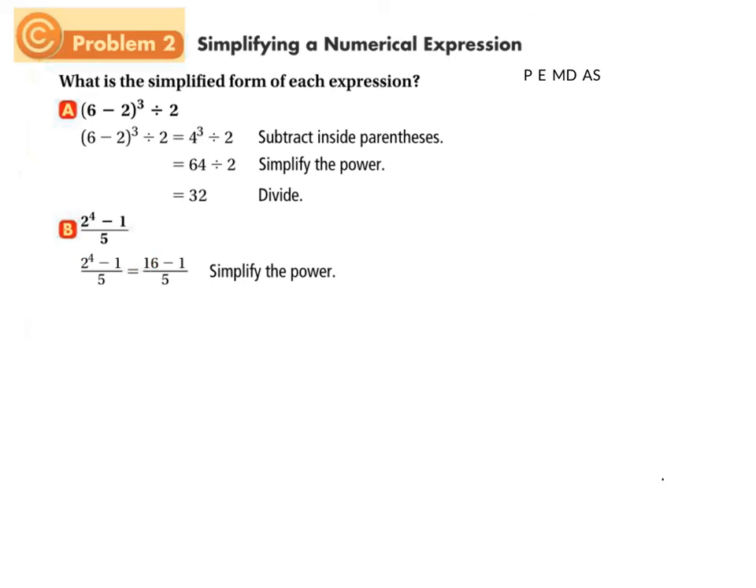And what do you do next? Well, we need to finish the grouping symbol, do the top and do the bottom first. So 16 minus 1 is 15, and we get 15 over 5. We do that subtraction again because there are invisible grouping symbols there. And then what's the last thing to do? Last thing to do here is division. And you get 3.